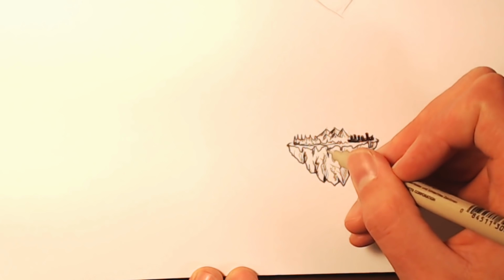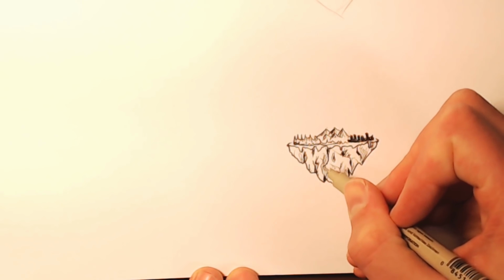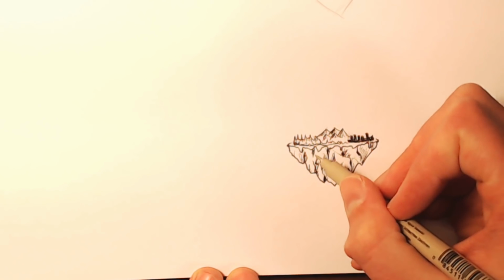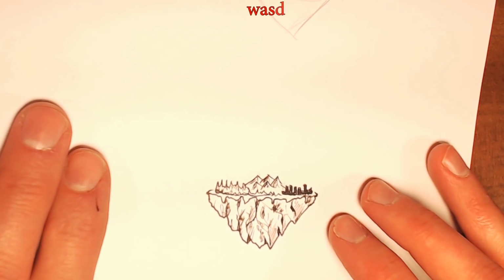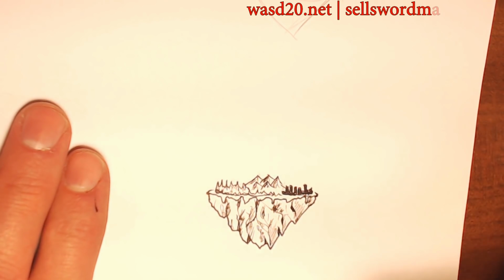Make some more lines kind of going down there. Maybe joining up there. So my floating island right here is fairly traditional. Now we're going to get into some other kinds that you can consider drawing.